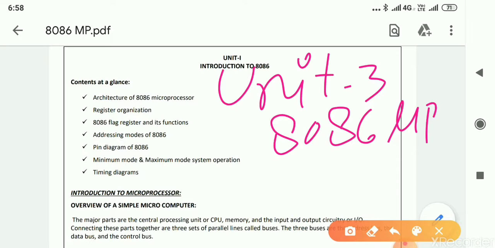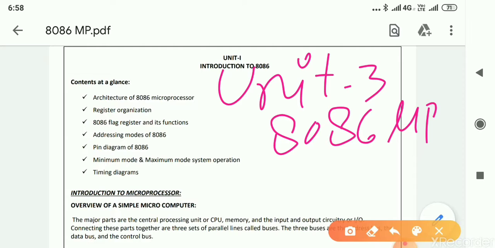Okay, so we are now going to start unit 3, 8086 microprocessor. Inside this unit we will study the architecture of the 8086 microprocessor in detail. In the architecture it has some register organization, two main units, that is the bus interface unit and the execution unit. It also has memory segmentation, where memory is divided into different segments.